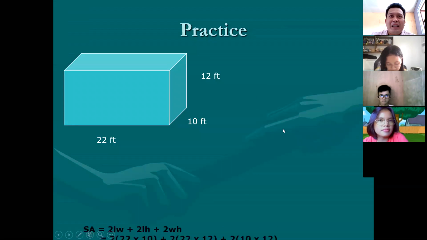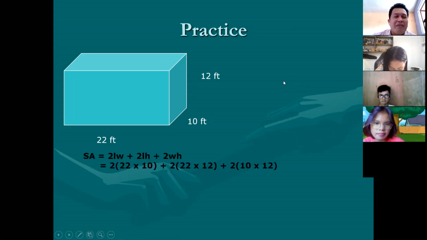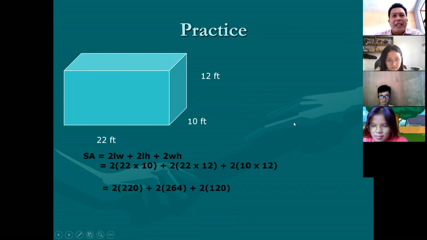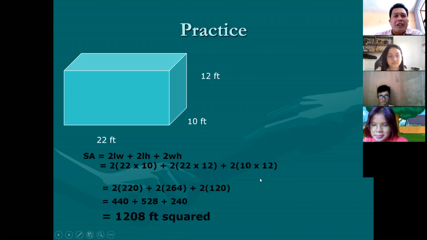So, we have the solution here for solving the surface area of the rectangular solid. We have 2 times 22 times 10 plus 2 times 22 times 12 plus 2 times 10 times 12, or the formula 2LW plus 2LH plus 2WH. Simplifying, you'll get 1208 feet squared. Any questions regarding surface area for the rectangular solid?